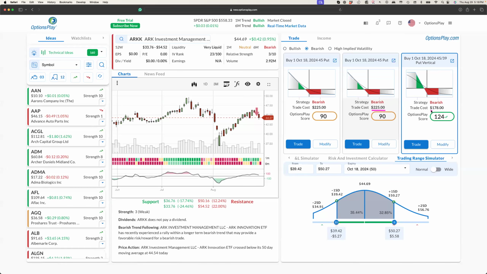If I sell the 39 put against it, I'm basically, in this particular case, collecting nearly 50 cents in premium, right? So that's enough premium to offset a pretty substantial percentage of the risk that I'm trading. So instead of risking 225, I'm risking 178. There I'm saving nearly 20% of the premium, or 20% less risk using the vertical spread than the put.